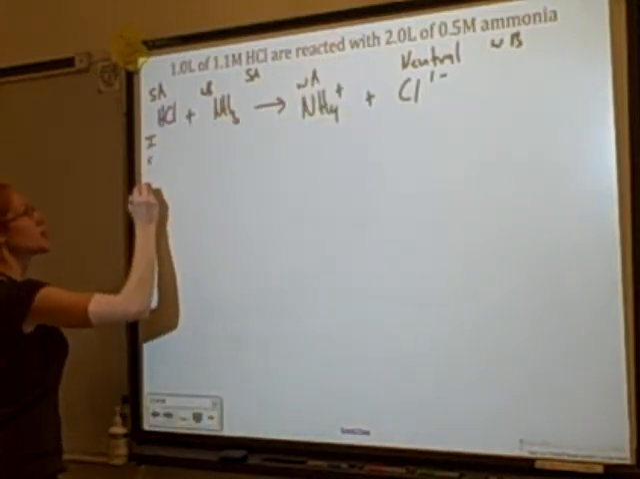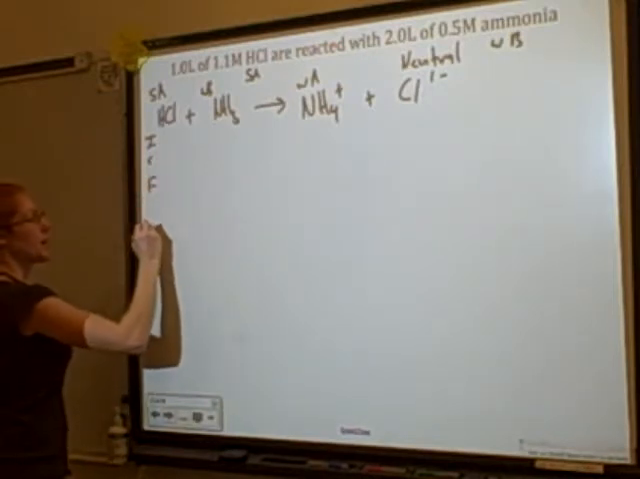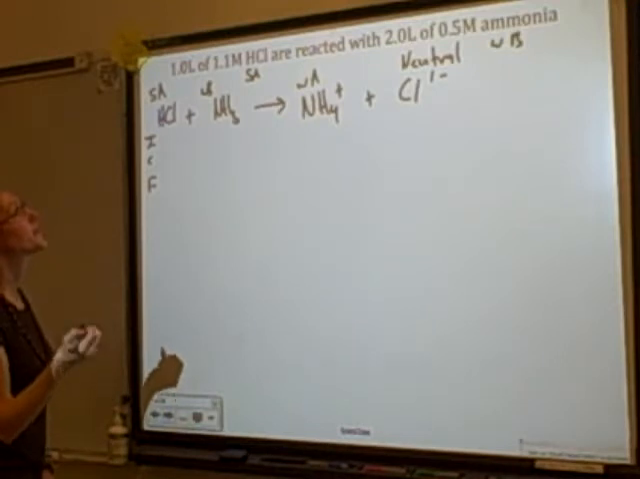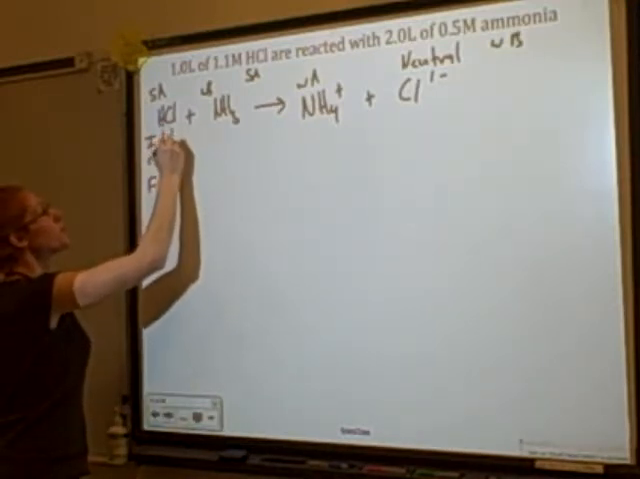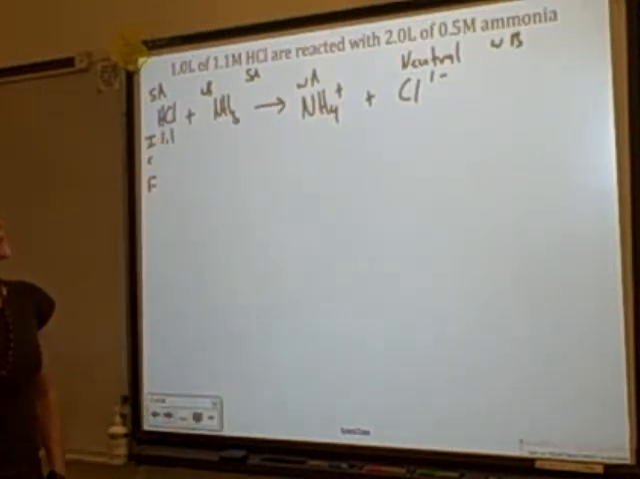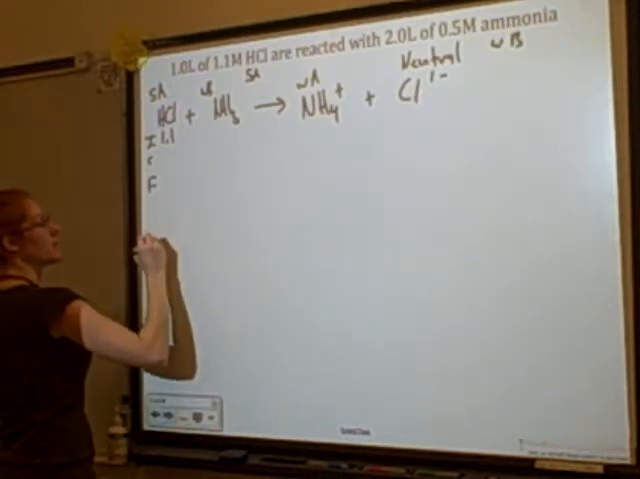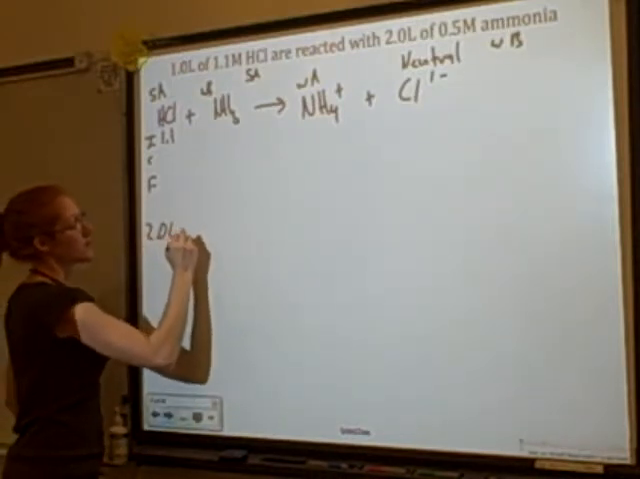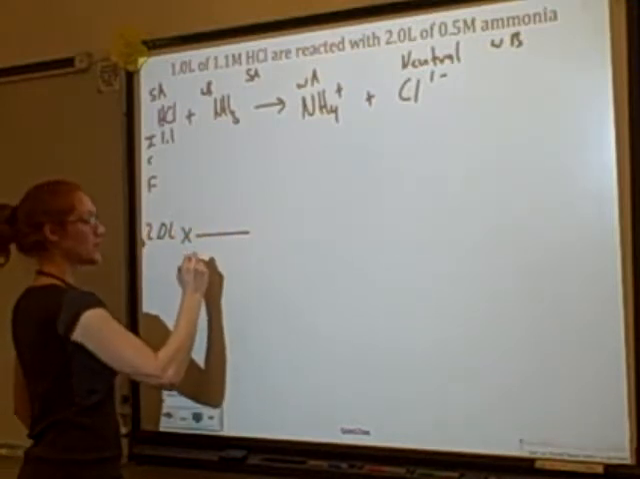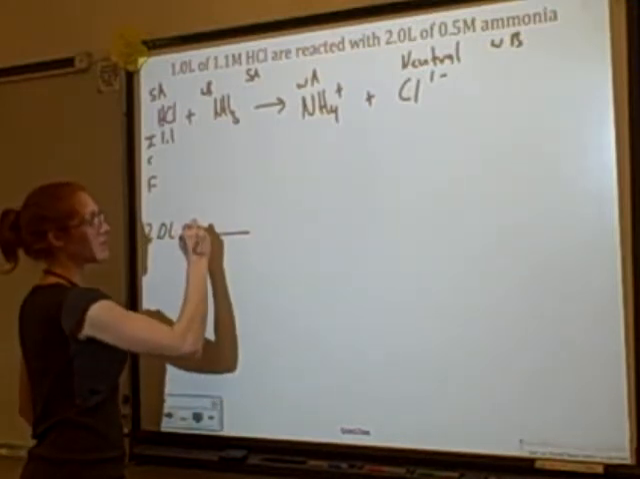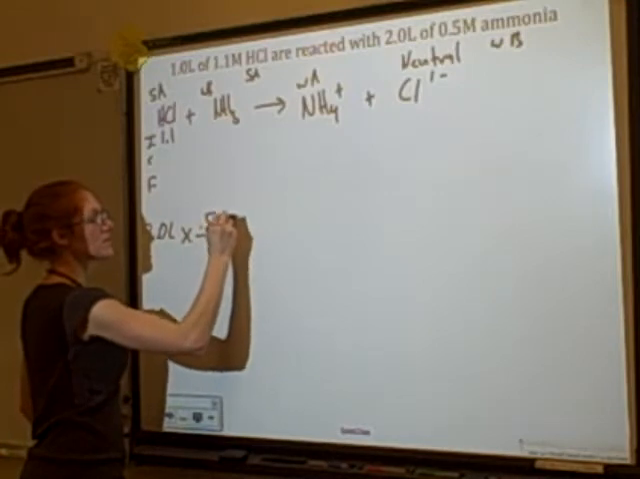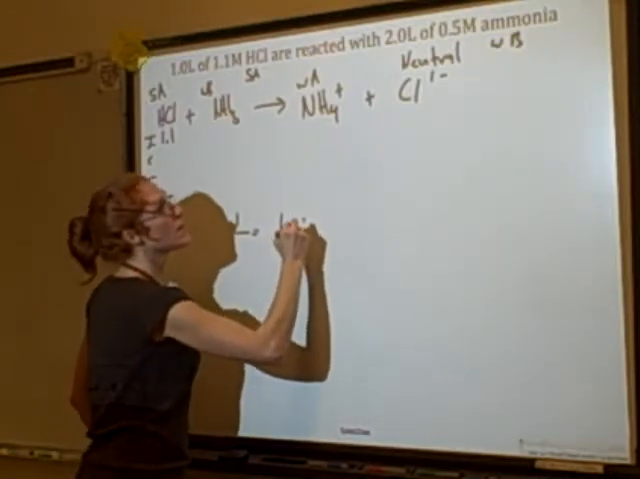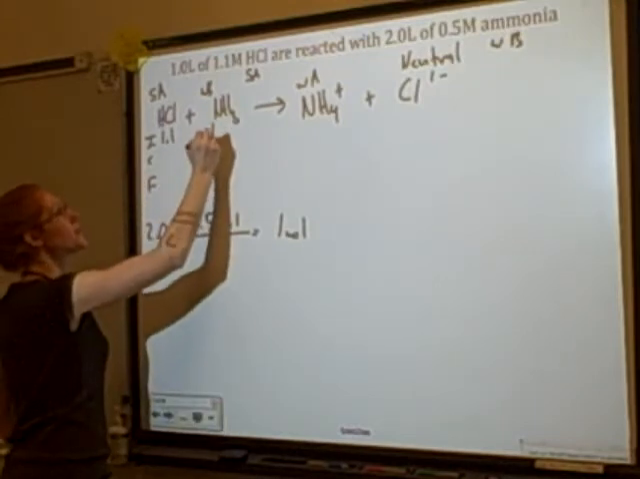I'm going to do the initial, change, final. So if I have 1 liter of 1.1 molar, then I have 1.1 moles of hydrochloric acid. And I'll go ahead and do this one. I have 2 liters of 0.5 molar. So that means for every 1 liter, I have 0.5 moles. So I have 1 mole of ammonia. So this is a 1.